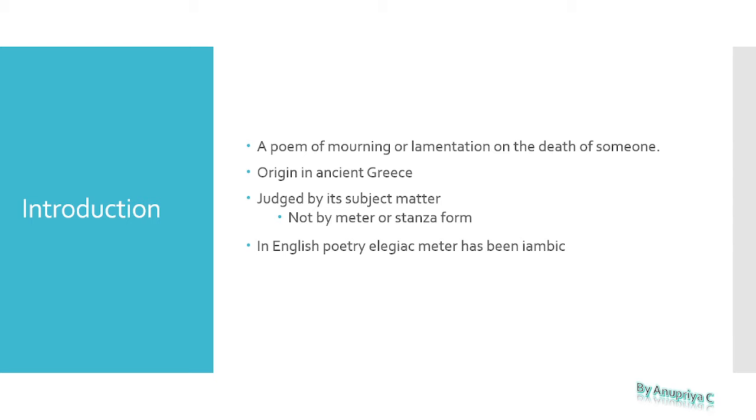So if you look at ode or lyric, we find that stanza form and meter were given much more importance, while if you look at elegy, what is more important is the theme or the subject matter of the poem, because this poem is purely a lamentation or a mourning poem on the death of someone close to the writer or someone the writer has known for years. So here the subject matter is more important compared to the meter or stanza form.